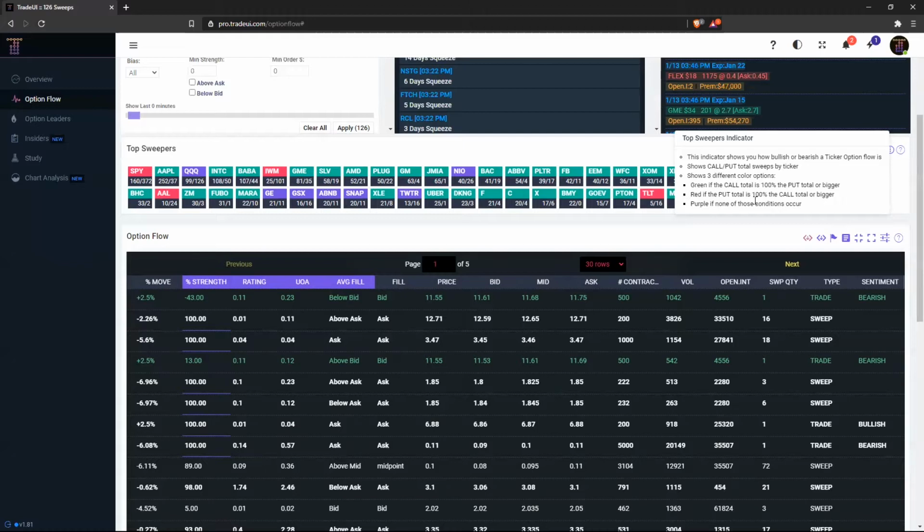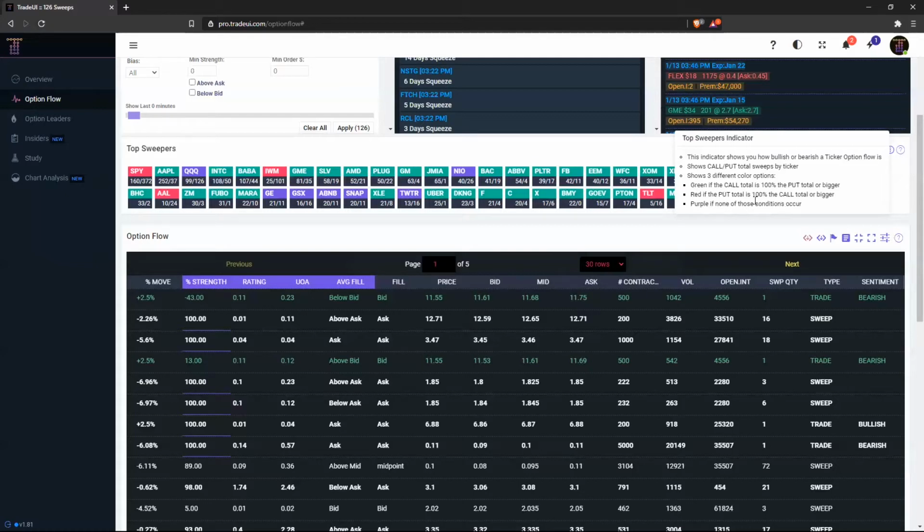Wait, so explain that purple one to me. You said purple is not a double, but it's almost in between. Okay. So green is double on the call side. And then red is double on the put side, and purple is in between. Okay, yeah, because it's not really double. It's 26, about 50 something.